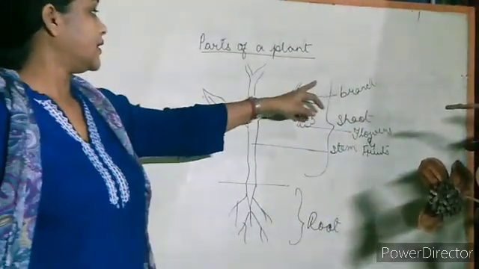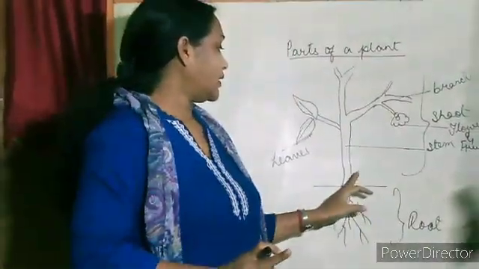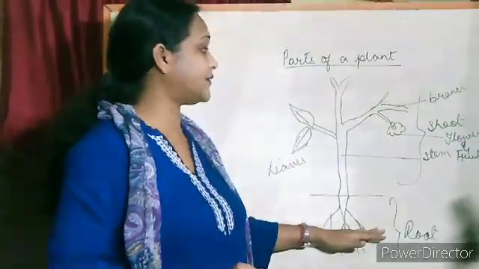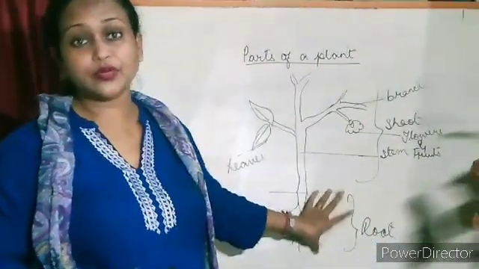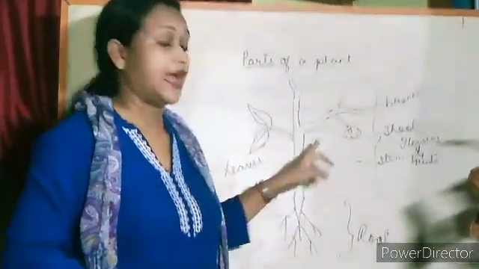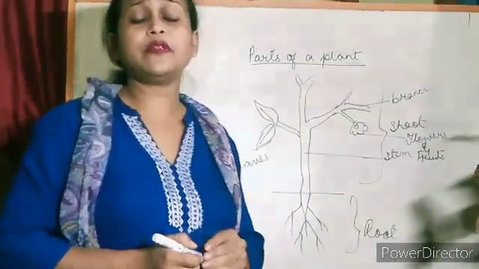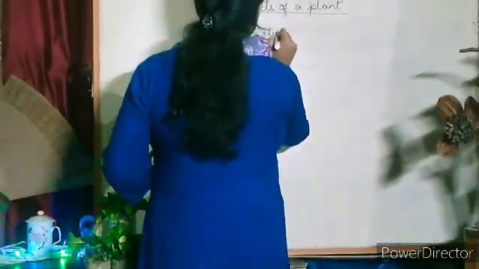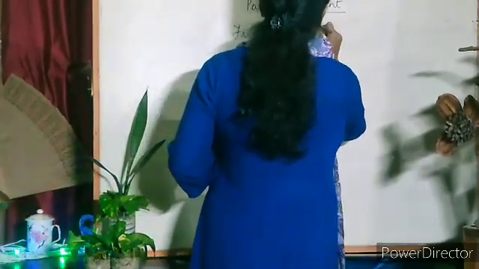So what are the parts? The branches, flowers and fruits, stems and leaves. Again, the plant is basically divided into two parts, the shoot and the root. The portion of the plant growing below the ground is the root, and the portion growing above the ground is the shoot. And the shoot bears branches, flowers, fruits, stems and leaves. Now we will be discussing the functions of the root.